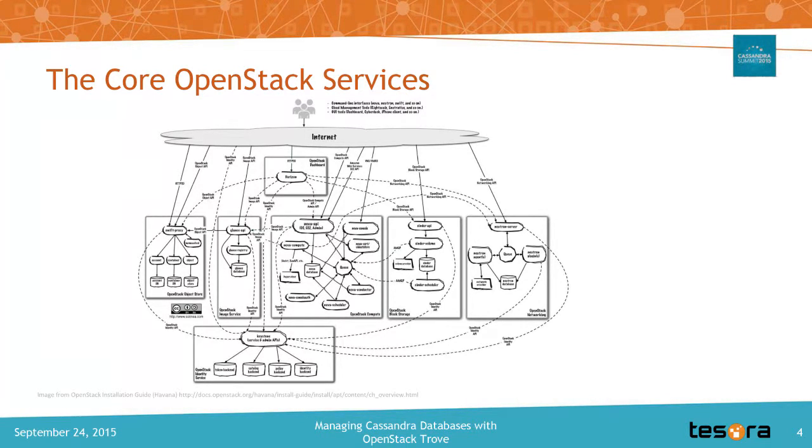And the last two are Neutron and Cinder. Cinder is the block store. Neutron is the networking component. And then you have a user interface. And then the user sitting up top interacts with all of these.